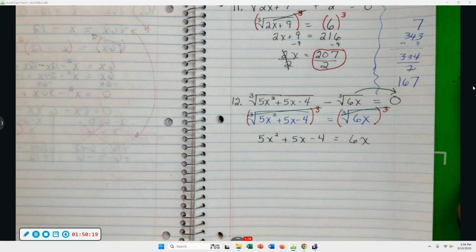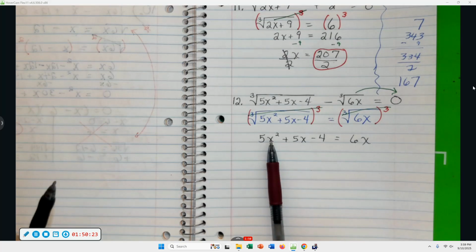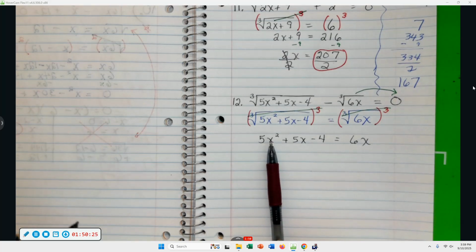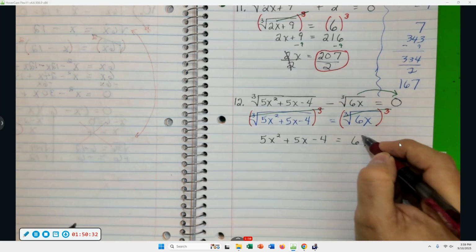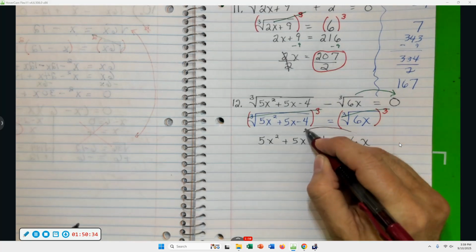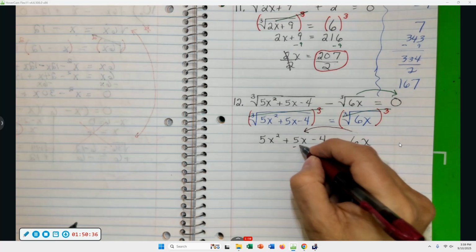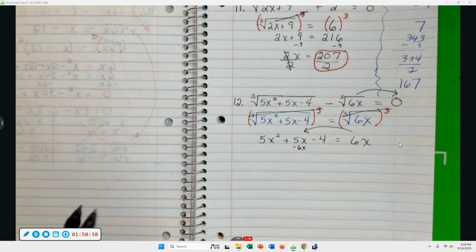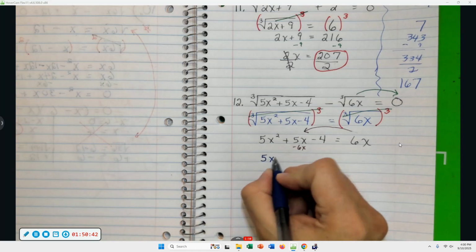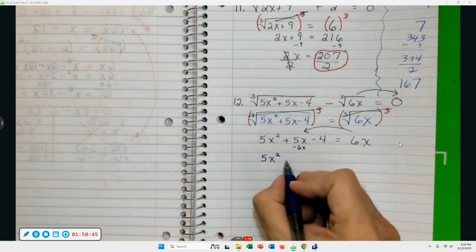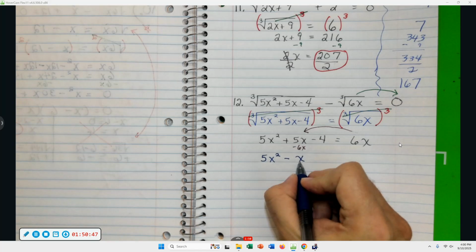Unlike the previous one, this one's quadratic, so we need a 0. Where are we going to get the 0, left side or right side? Right side. Move the 6x over. So we have 5x squared, then 5x minus 6x is a minus 1x.